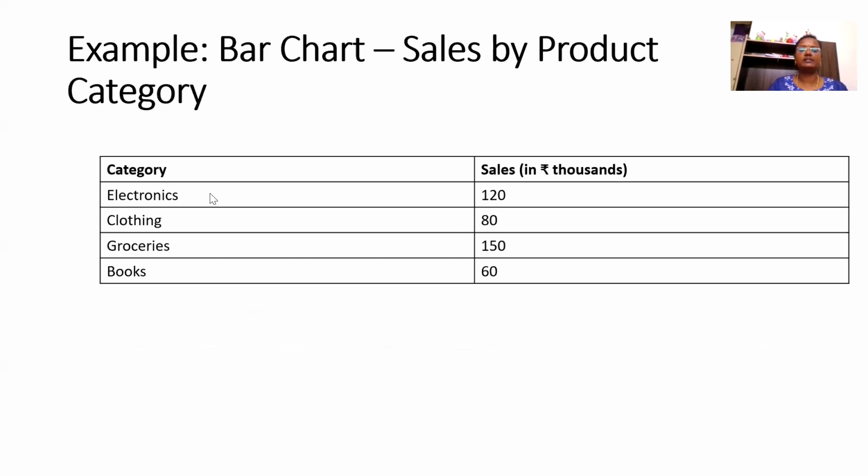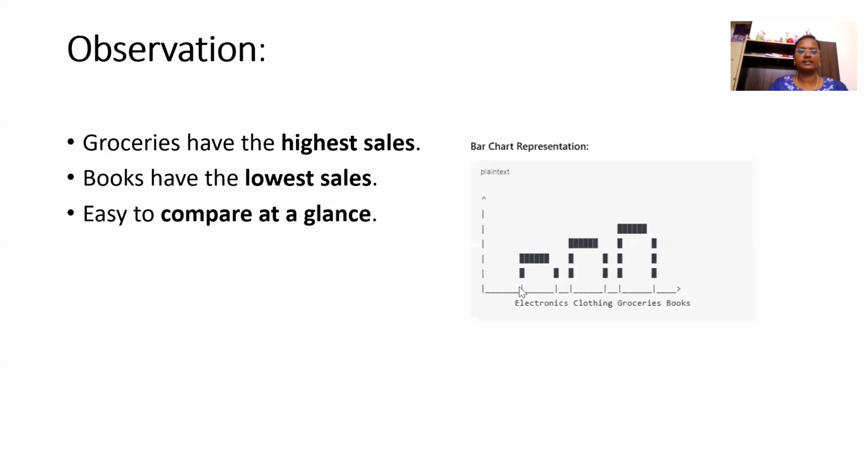Here we have the categories electronics, clothing, groceries, books. Electronics sales is 120. The values are given in thousands. Clothing 80, groceries 150, books 60.